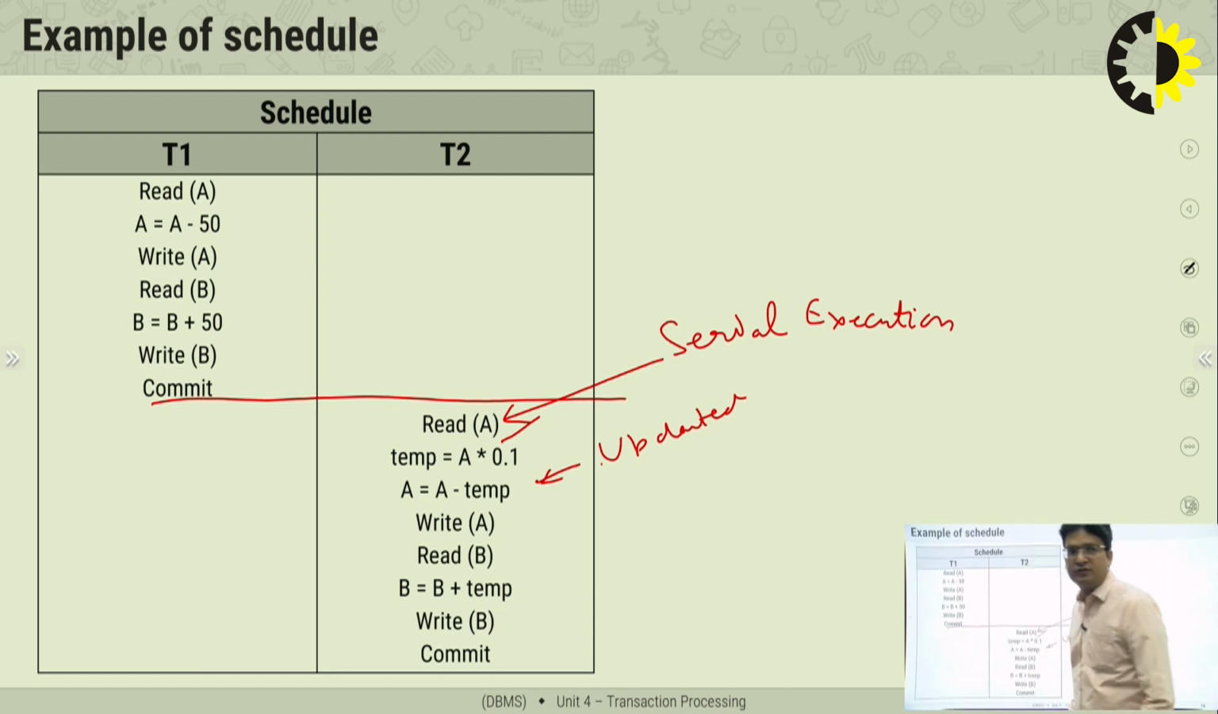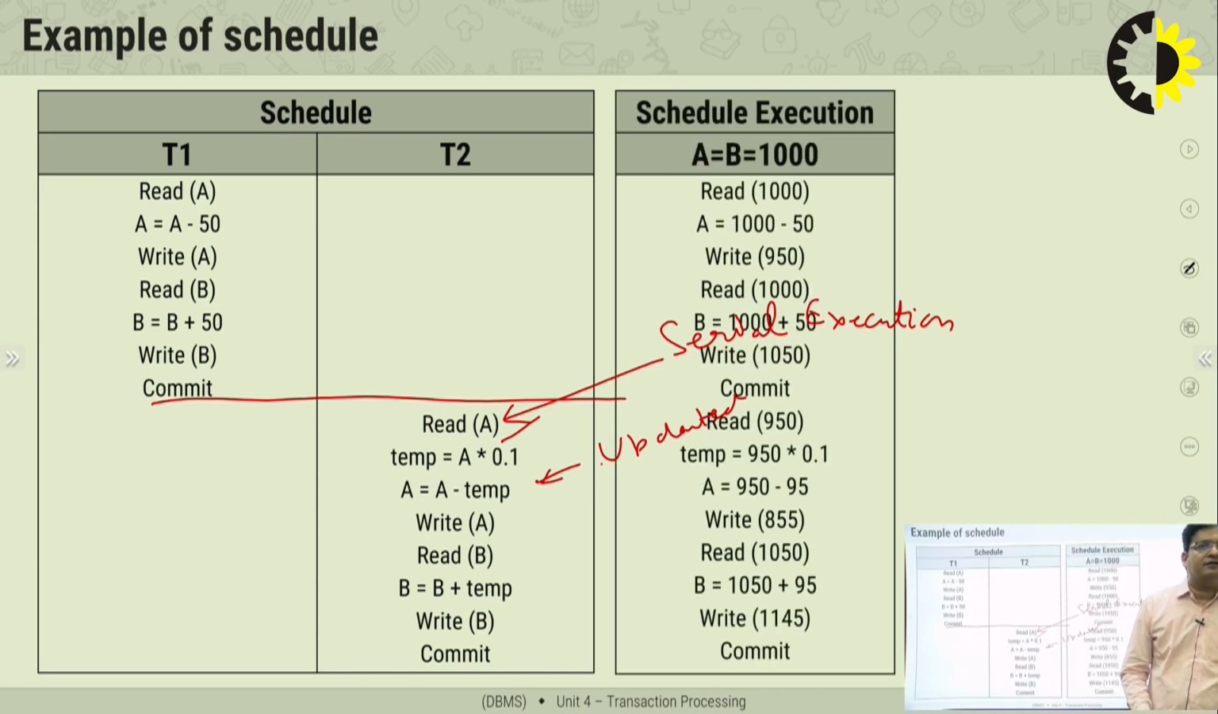In serial execution, first one transaction executes, and only after the completion of one transaction, another transaction will start. So, this is how this schedule will work out. Initial values of A and B are 1000.